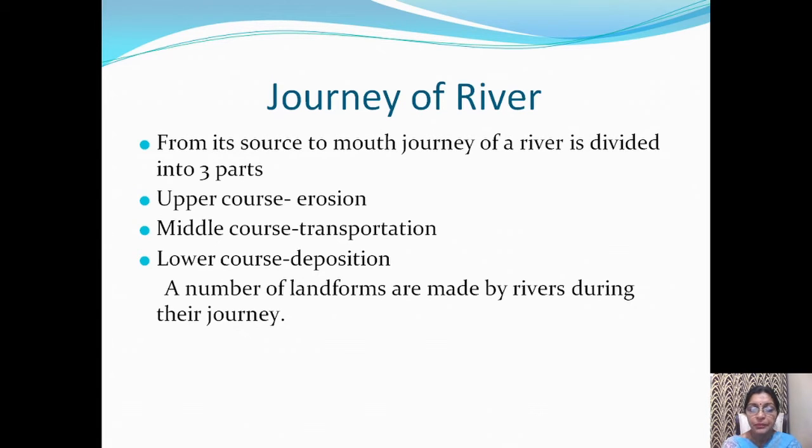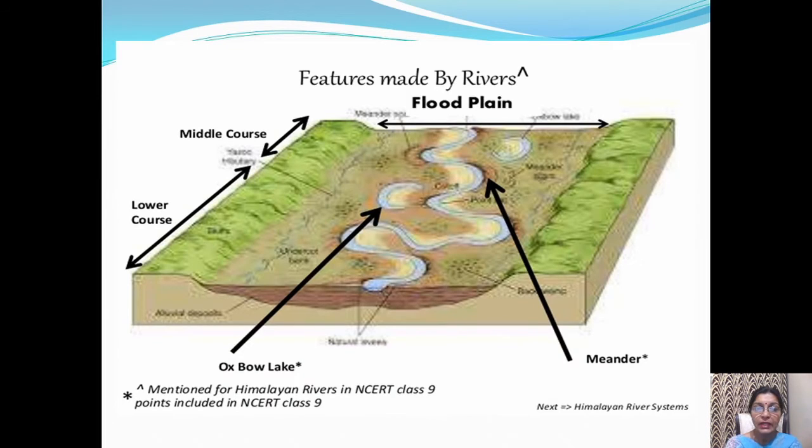oxbow lake. In the lower course, as old people are unable to carry their burden, their load, similarly, the river is unable to carry the load. It starts the work of deposition now. Delta is the landform made by the river during the lower course. Have a look at a few features made by rivers during the middle course and lower course.